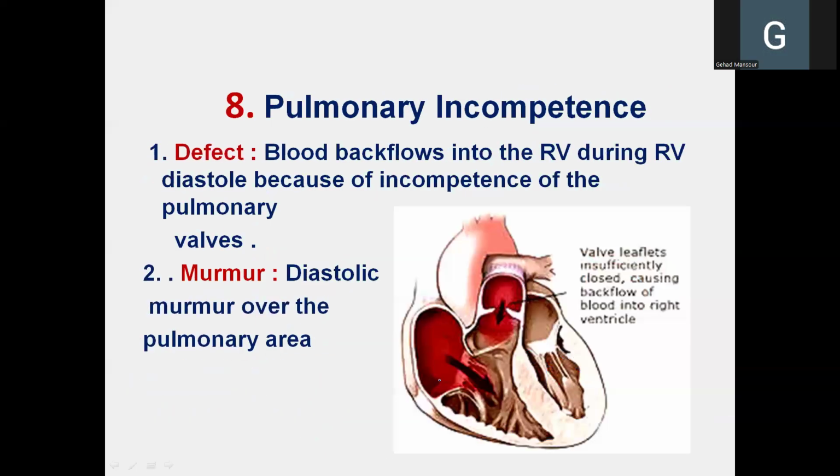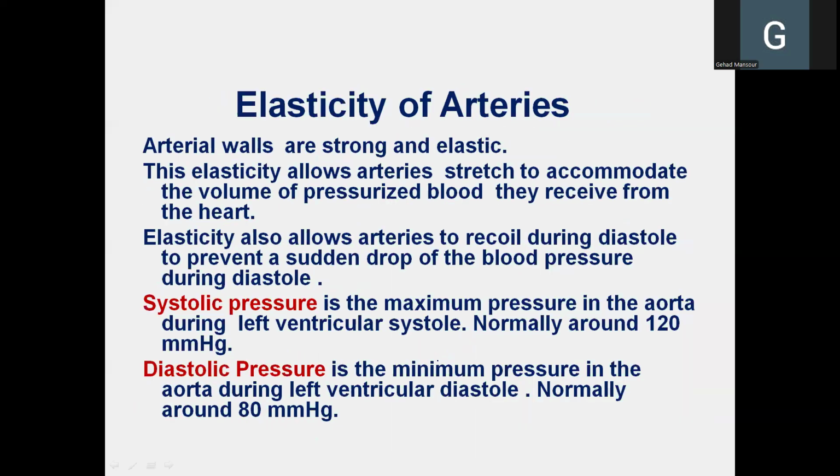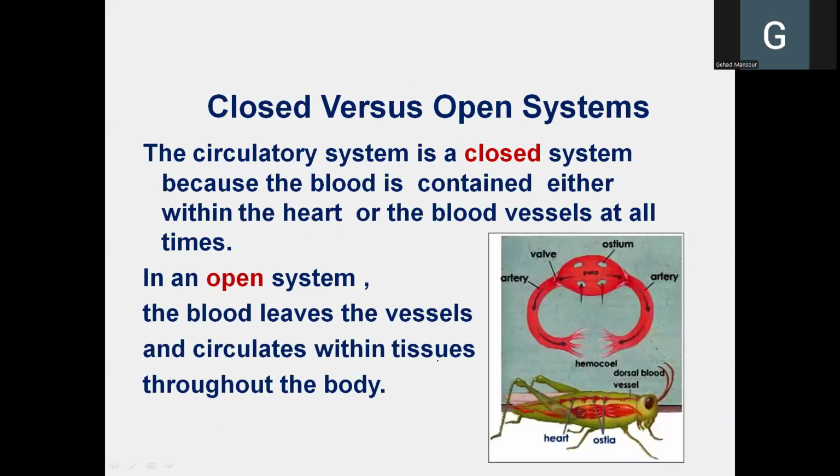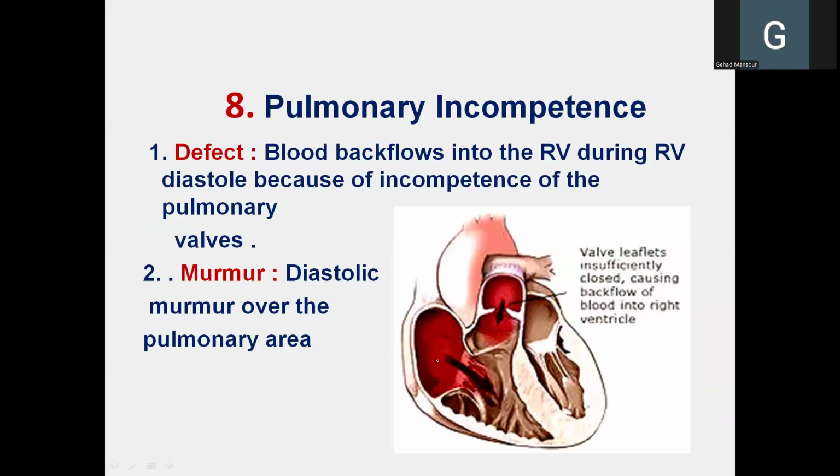It is best heard, of course, again, over the aortic area. Last thing to say is pulmonary incompetence. In pulmonary incompetence, it is the same. There is backflow of blood. There is incompetence of the pulmonary valve. There is backflow during diastole, but this time during diastole of the right ventricle. And therefore, you will hear a diastolic murmur, but this time over the pulmonary area, second left intercostal space.